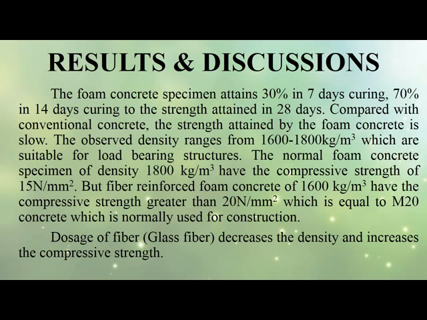The normal foam concrete specimen of density 1800 kg per cubic meter has a compressive strength of 15 Newton per mm square. But fiber reinforced foam concrete of 1600 kg per cubic meter has a compressive strength greater than 20 Newton per mm square, which is equal to M20 concrete, which is normally used for construction. From this, it is observed that dosage of fiber decreases the density and increases the compressive strength.